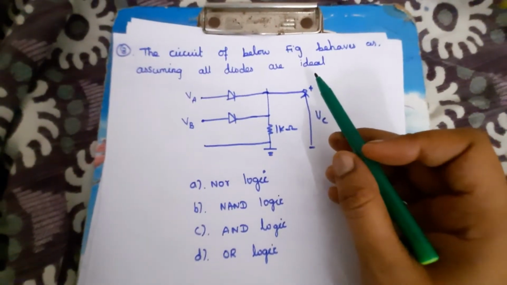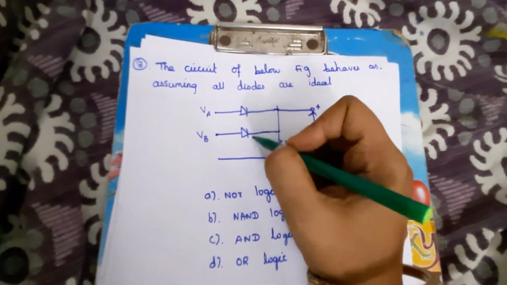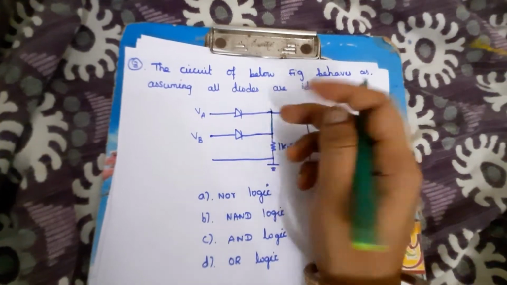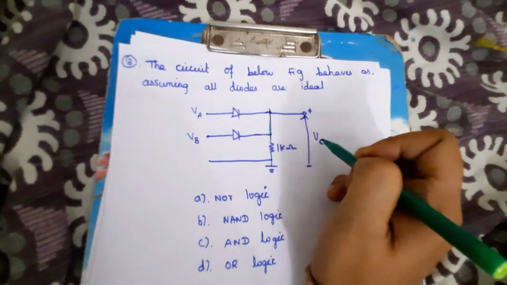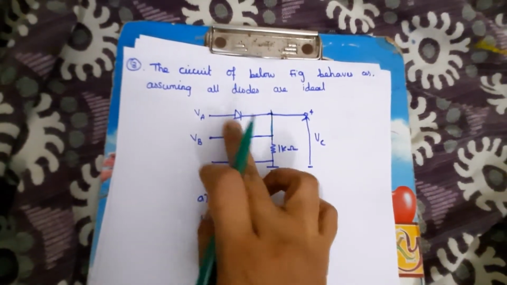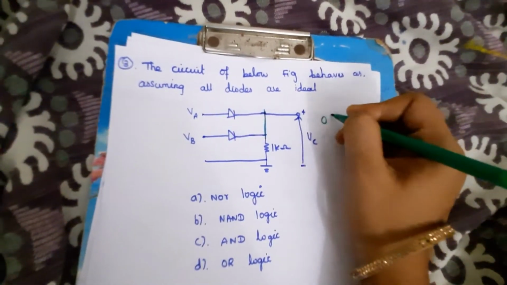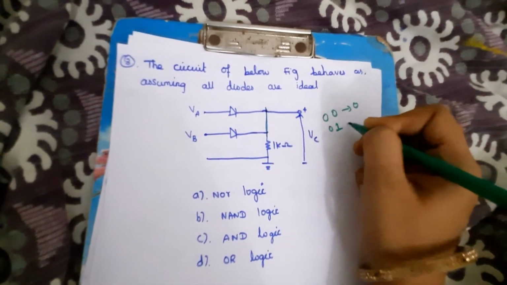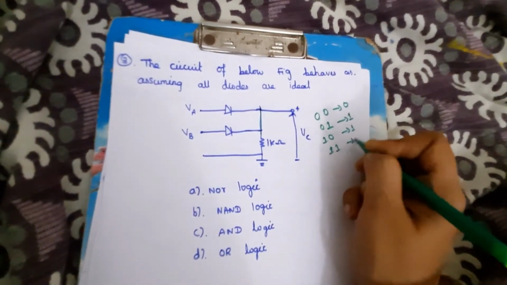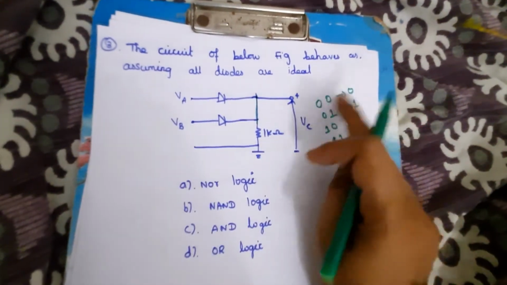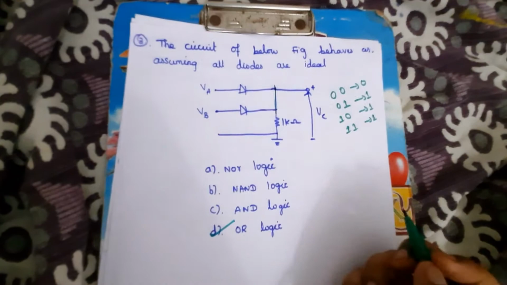And next question, the circuit of the below figure behaves as, assuming all diodes are ideal. So this is a parallel connection and we will get a current when any one of the diodes operates, we will get the output voltage. That means if this is open also we will get a result. So the function is, if any one of the inputs is 1, we will get one output. This is the function of an OR gate. So this circuit behaves as OR logic. So here the answer is D.